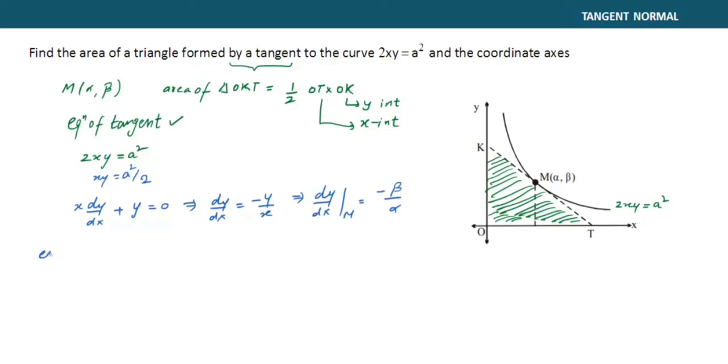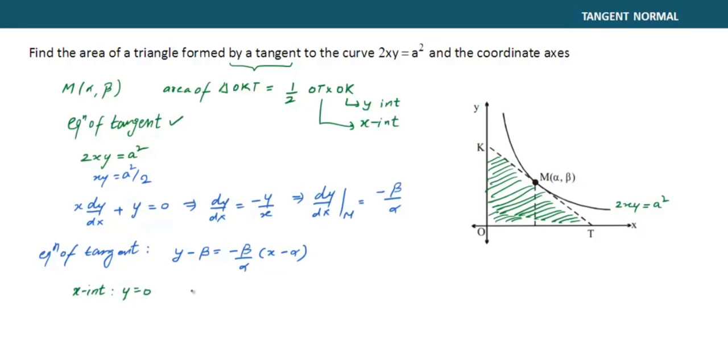So what will be the equation of tangent? The equation of tangent at this point would then be y minus beta is equal to minus beta by alpha times x minus alpha. This will be the equation. Okay, we need not resolve this, because you want the x-intercept and y-intercept out of this. So what will be the x-intercept? Can you tell me? How do you find the x-intercept?